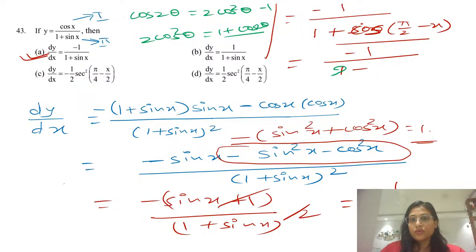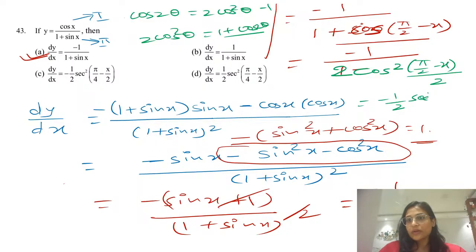2 cos square, pi by 2 minus x whole divided by 2. So it is nothing but minus 1 by 2 sec square pi by 4 minus x by 2. I hope you all understood this. So the option C is correct.